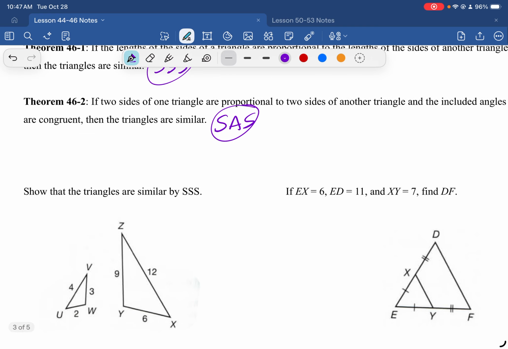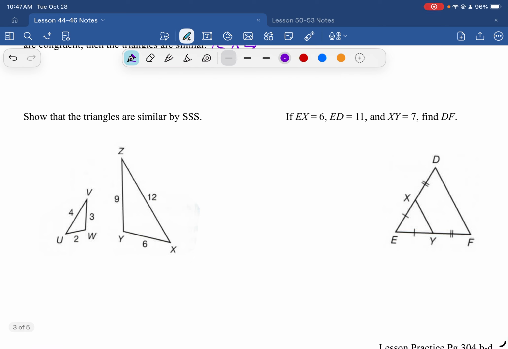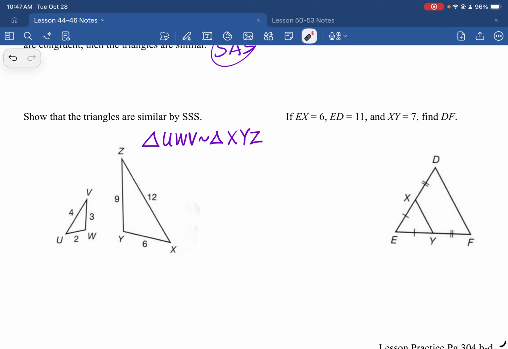All right, moving on to side, side, side, and side, angle, side. Show that the triangles are similar by side, side, side. Now, when you look at this, I want you to be careful. Can you tell that the two have been flipped? Meaning this goes with this. See how it's slanting opposite ways? So the safest way to prevent mistakes is to first start by writing out the triangle similarity statement. So for me, I wrote down triangle UWV is similar to triangle XYZ. Okay. Then from there, I can see, okay, UW goes with XY and WV goes with YZ. So it helps my eyes a little bit better.